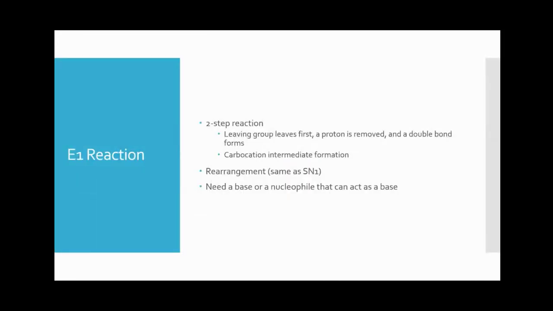All right, and so moving on to E1, it's kind of like SN1. It is a two-step reaction, meaning you have to make a carbocation intermediate first by removing the leaving group. With elimination, instead of substituting the reagent, you make a double bond. For here, we need to have a base or a nucleophile that can act like a base.